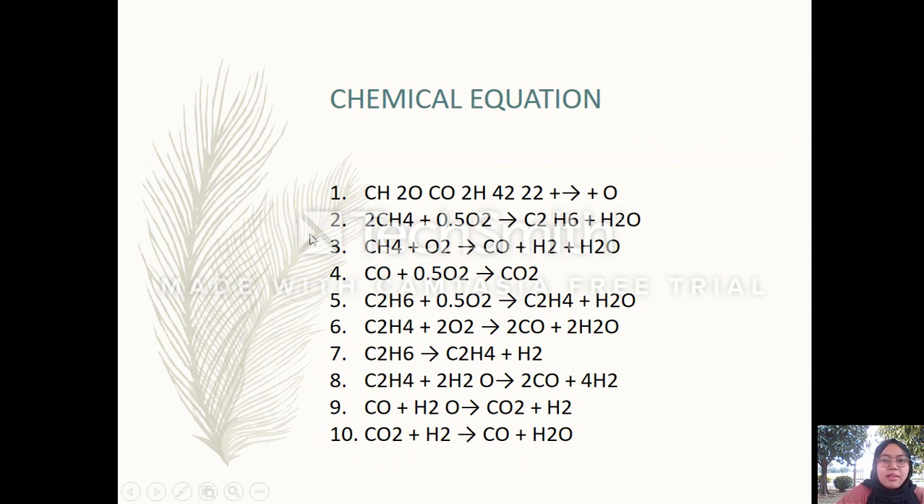This is the chemical equations, the reactions that occur in the OCM. But from these 10, we only choose 4 of the reactions, which are number 1, number 2, number 3, and number 7. This is because for the rest of the reactions, the species are being recycled, so we don't need CO and we don't have CO and CO2 reactions.